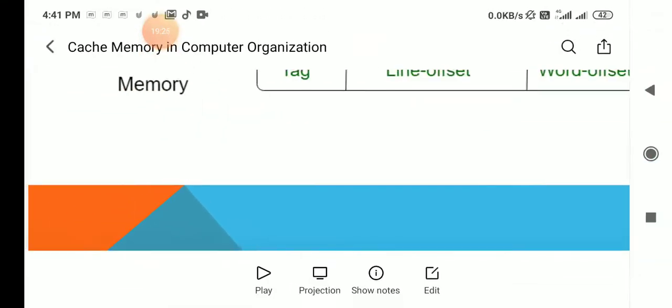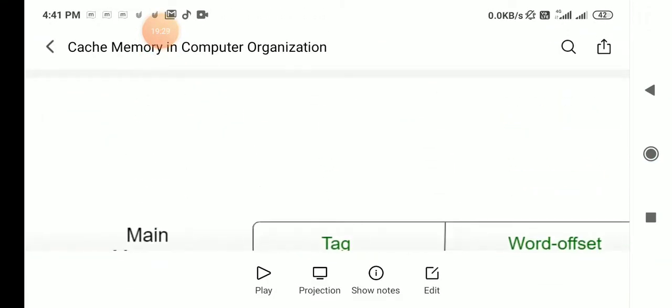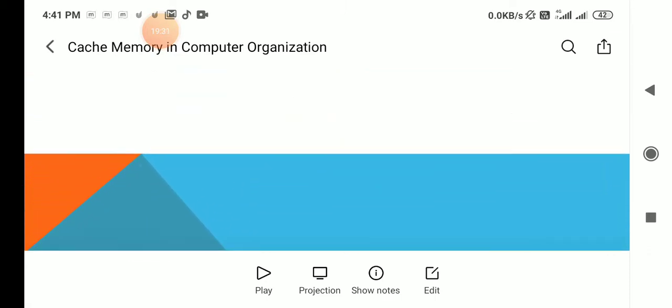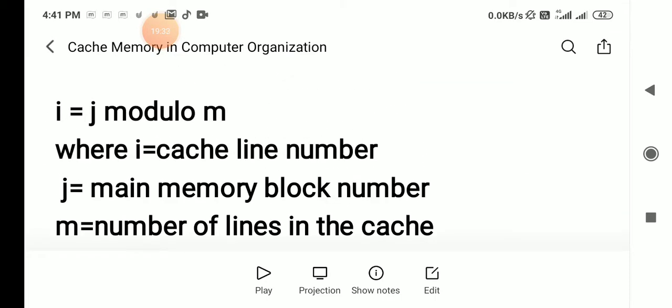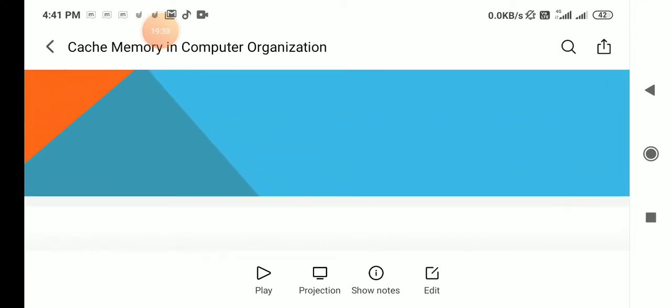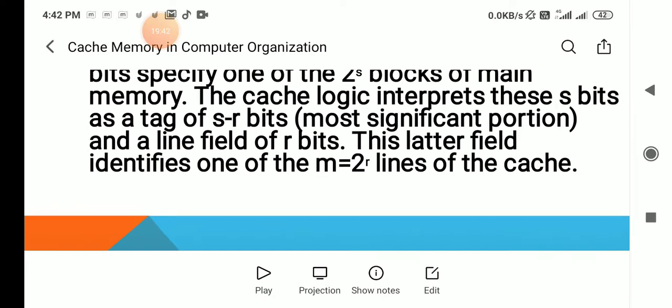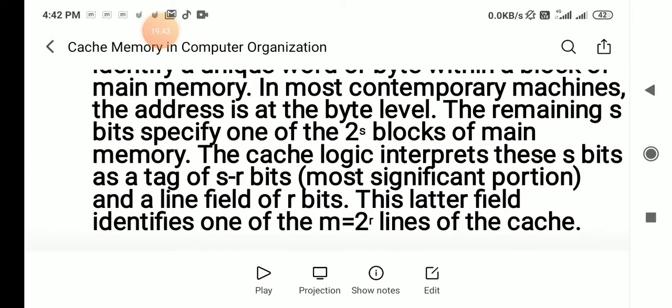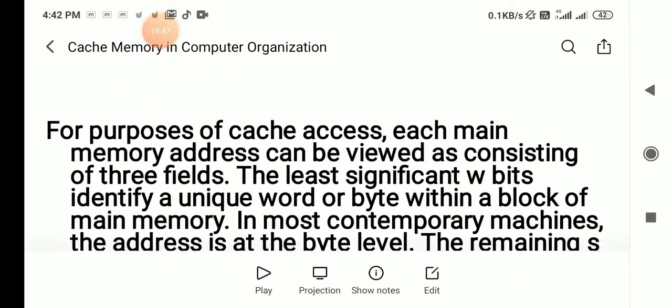So this is the information regarding cache memory. Today we will stop here. In the next class we will discuss again the associative memory, and after that we will discuss virtual memory. Okay, thank you.